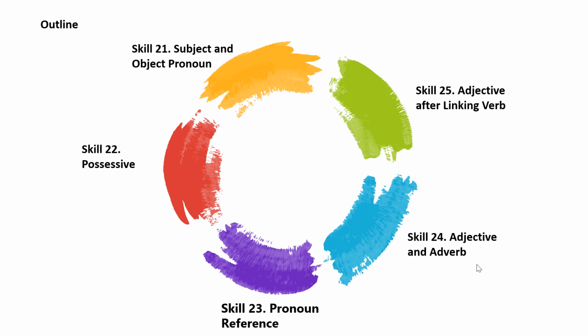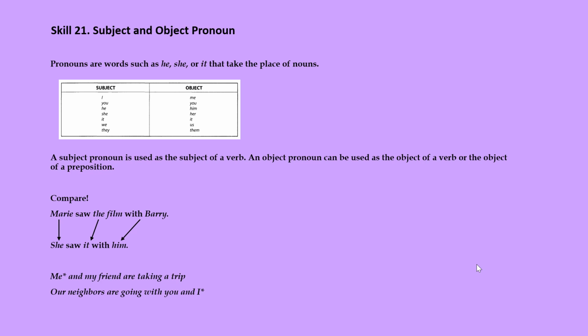Skill 21, subject and object pronoun. Skill 22, possessive. Skill 23, pronoun reference. Skill 24, adjective and adverb. And then the last skill, adjective after linking verb. Now we come to skill 21, subject and object pronoun.